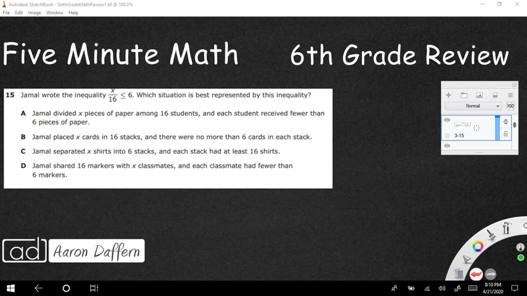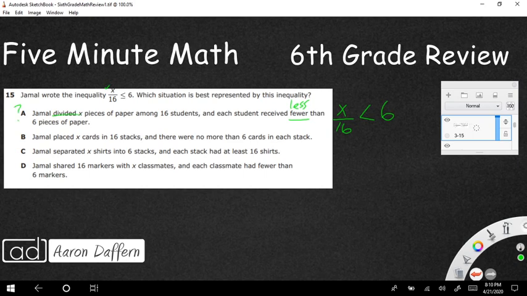these word problems. So, A: Jamal divided X pieces of paper among 16 students. So we've got the operation here. So I'm going to write that right here. X pieces of paper divided among 16 students, so it's going to be X divided by 16. So far, so good, right? And each student received fewer, so that's going to be less, than 6 pieces. Well, that looks pretty darn good. Except it doesn't have less than or equal to. It just says fewer than six, but it doesn't say that they can actually receive six. So I'm pretty sure that's going to be wrong, but let's look at something else here.